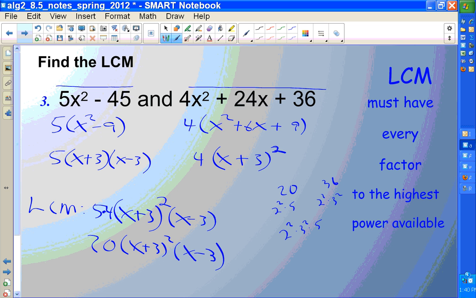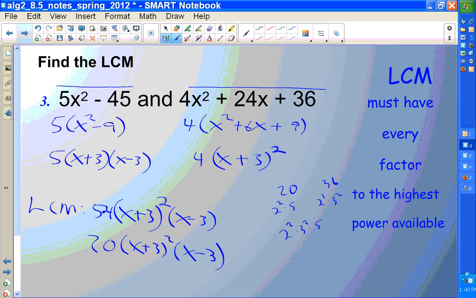So you got a 3 squared, you got a 5. You take every factor to whatever the highest power is for that factor. Back here, if this wasn't a squared, then the highest power between x plus 3 and x plus 3 would be x plus 3 to the first. It's still 2x plus 3.